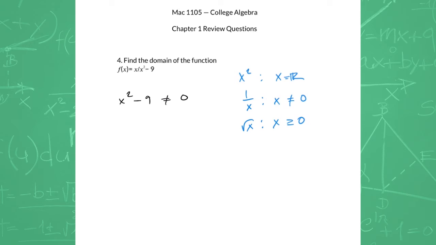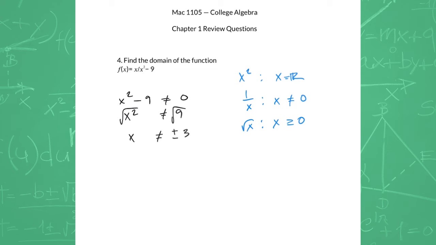Now, if we solve this expression for x, we can determine our domain. So we can add 9 to both sides, and then take the square root of both sides. And we'll have x cannot be equal to positive or negative 3.